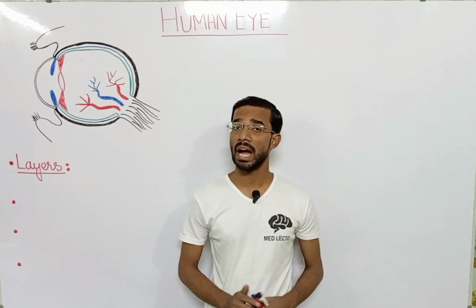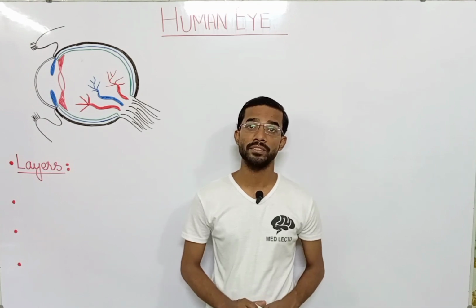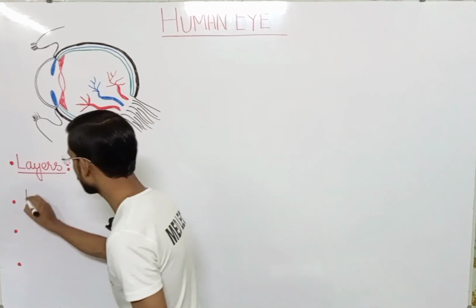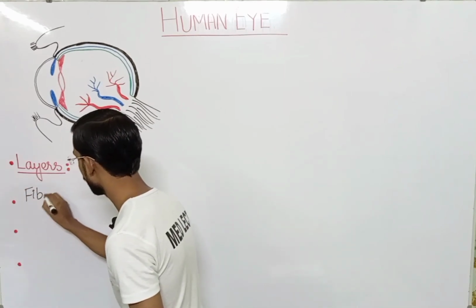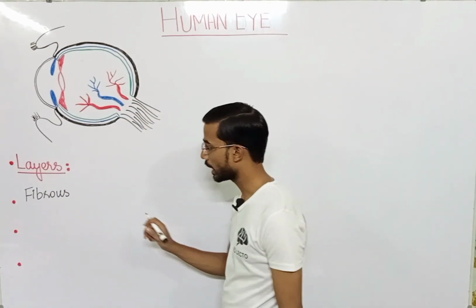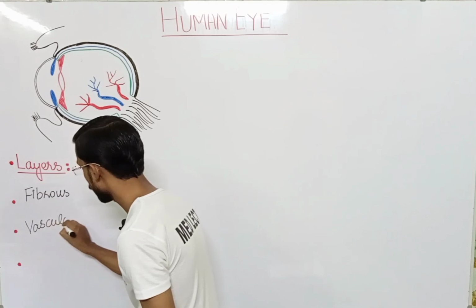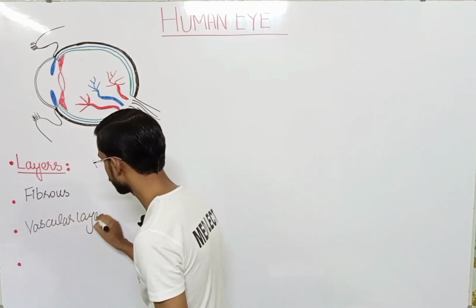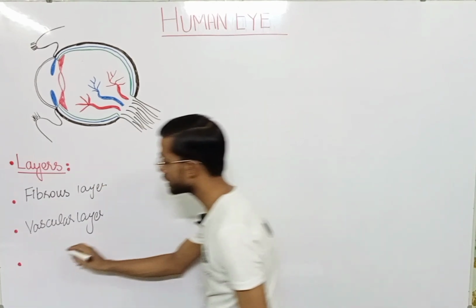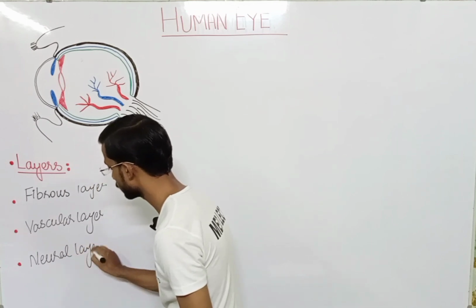Today we are going to discuss the second layer of the eye, and that is the vascular layer. As we know, the eye consists of three layers or coats: the fibrous, the vascular and the neural. The first one is the fibrous layer, which we have discussed. The second is the vascular layer, and the third is the neural layer.